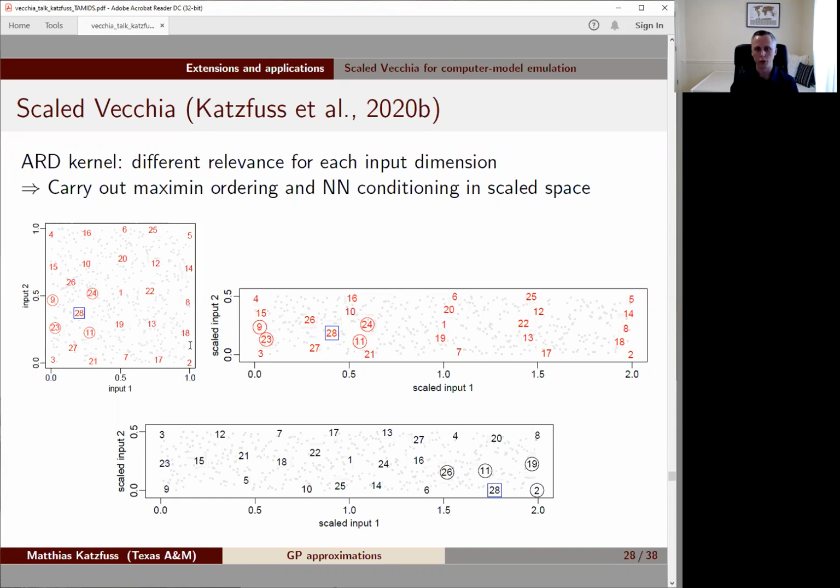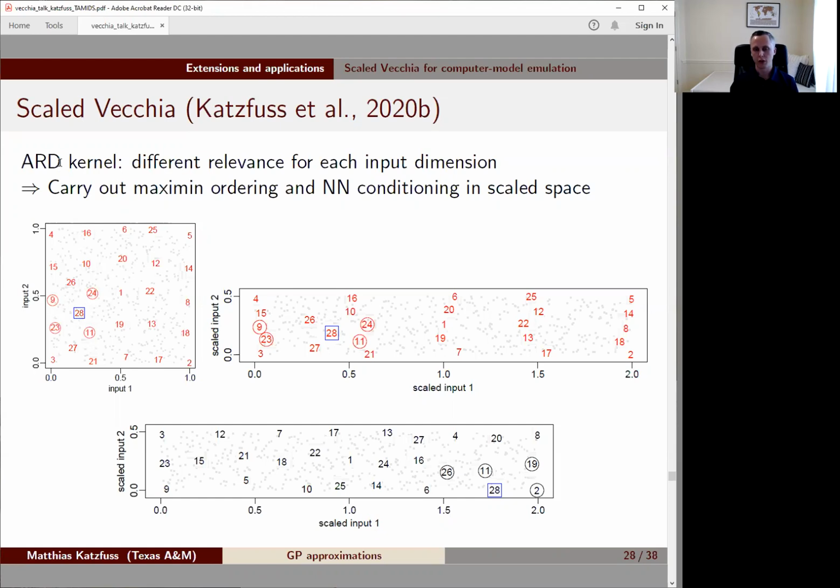What people would typically do there is to standardize them to 0, 1, say. So here we have 2 input values, both standardized to 0, 1. And then you can apply your Vecchia approximation in that setting. So we do a maximum ordering. We condition on the nearest neighbors. Here, m equal to 4 nearest neighbors for the 28th input value. And apply Vecchia in this sense.